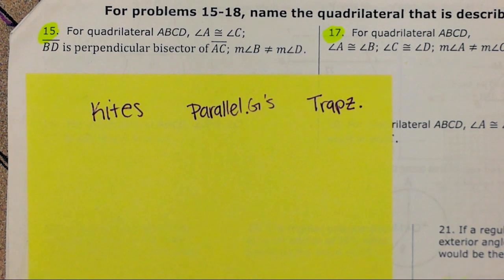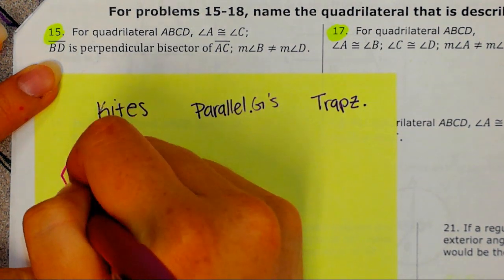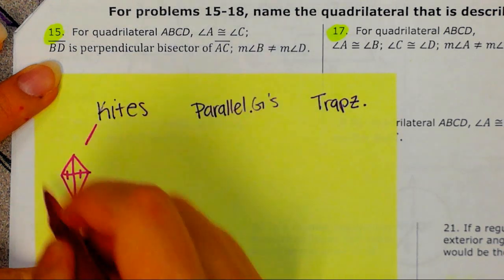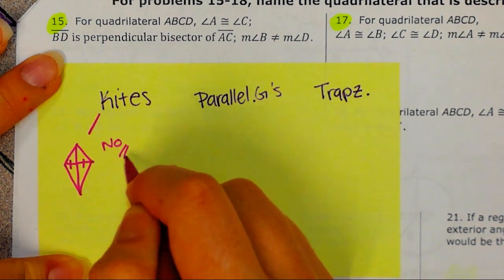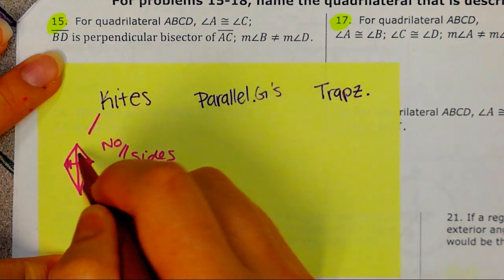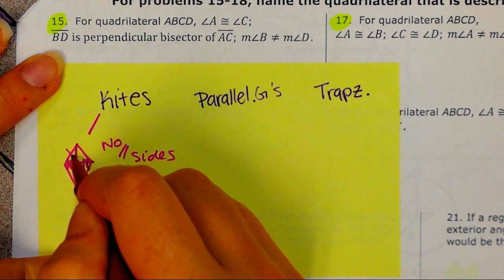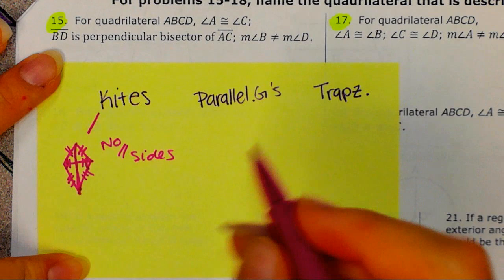All right. Kites have a certain set of properties. So kites, they look like this. They have one diagonal that bisects the other. They have no parallel sides. Okay. They have one pair of opposite angles that are congruent, one line of symmetry, and adjacent sides congruent.